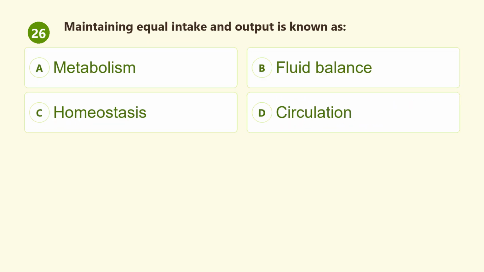Question 26. Maintaining equal intake and output is known as Option A, metabolism. Option B, fluid balance. Option C, homeostasis. Option D, circulation.